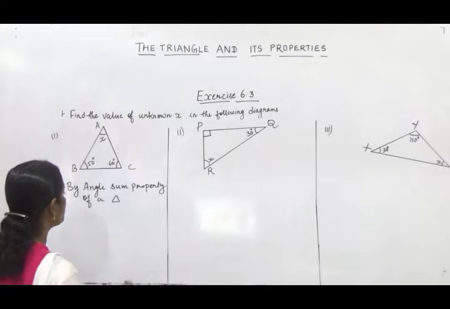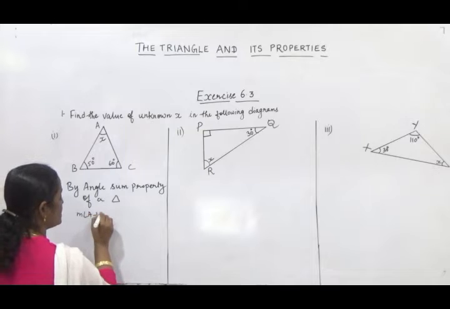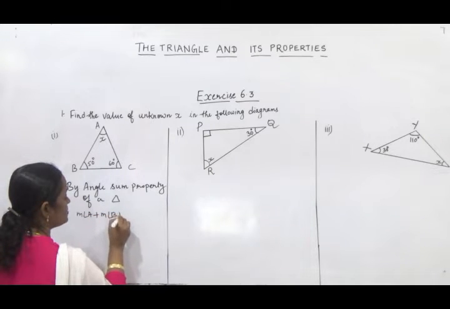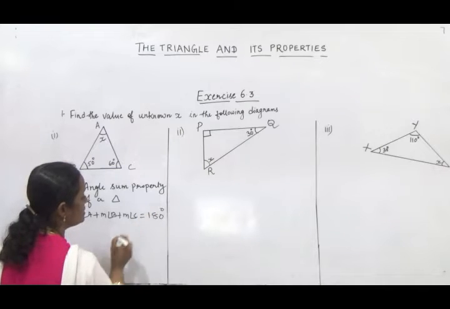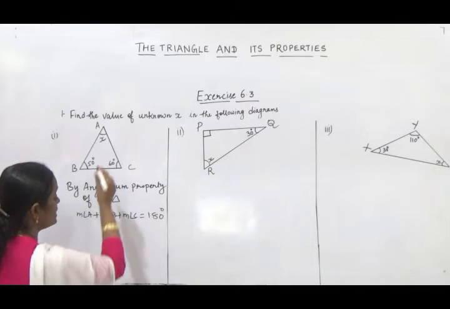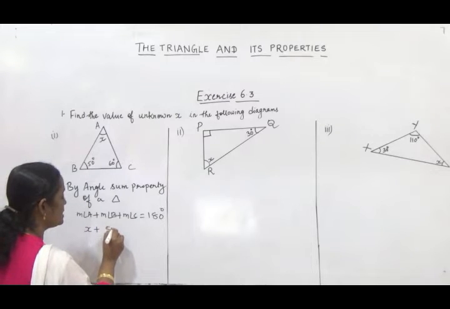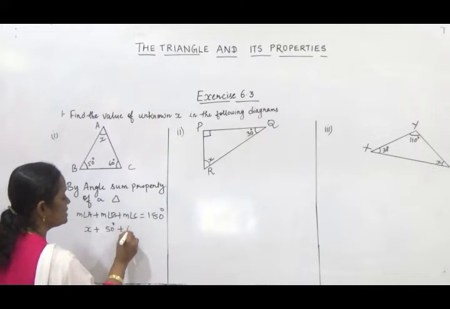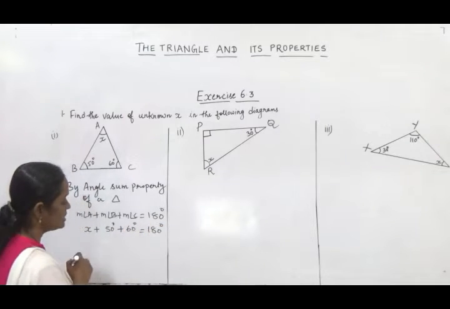So by angle sum property of a triangle, we can write that measure of angle A plus measure of angle B plus measure of angle C is equal to 180 degree. Here the measure of angle A is not given, it is x here. Measure of angle B is 50 degree. Measure of angle C is 60 degree, is equal to 180 degree.